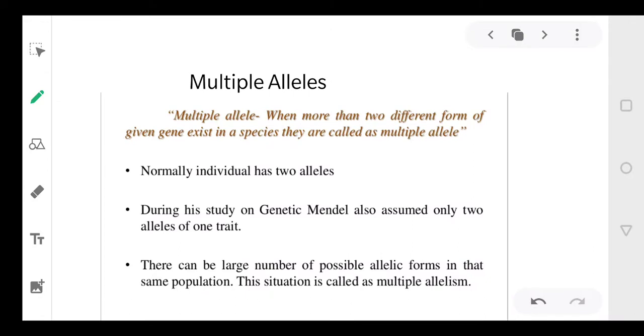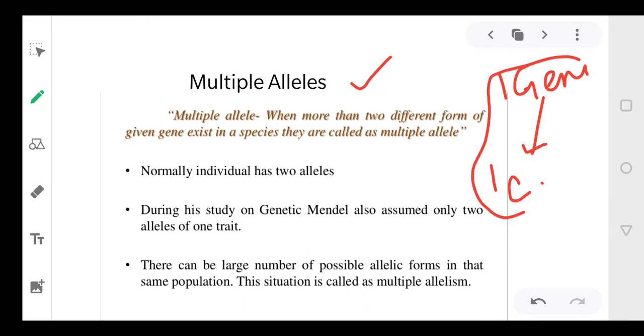Now coming to what are multiple alleles? We need to understand what they are. Generally we know that one gene controls one character, isn't it? One gene controls one character. This was told by Mendel. So we can say normally we have two alleles of a gene. There are two members in a gene, right?